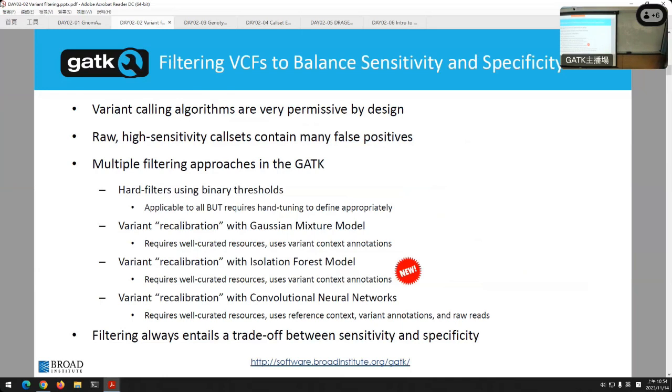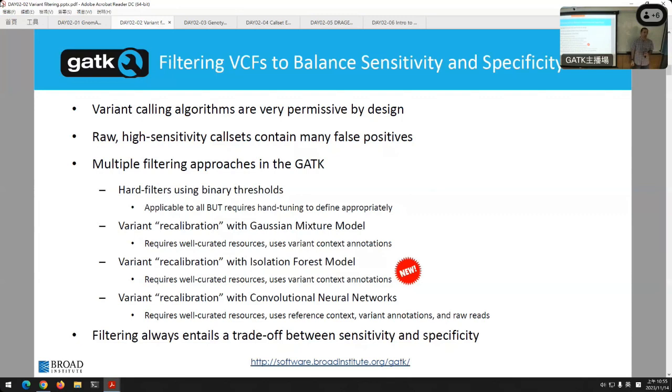We started early on, and I'll go through all the details, with hard filtering. Hard filtering means you have a very specific cutoff and there's no machine learning involved, and that's that. And that had its pluses and minuses. It was very easy, but it wasn't as accurate. And then we started introducing statistics and mathematics and machine learning into it.